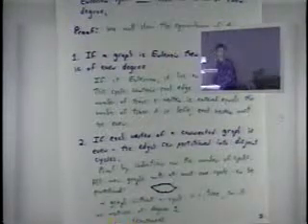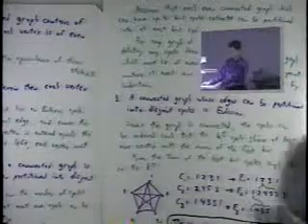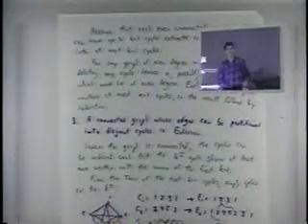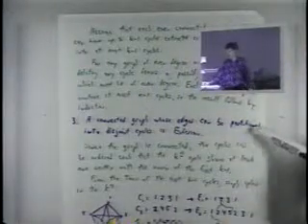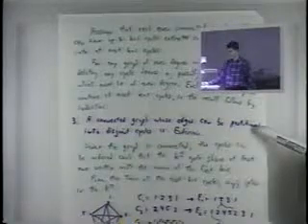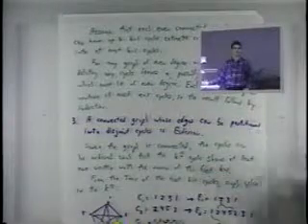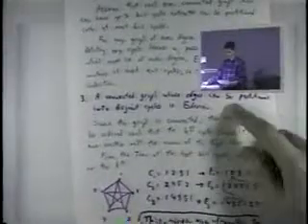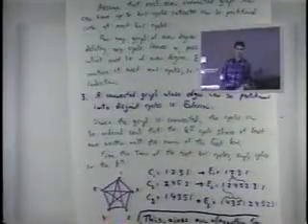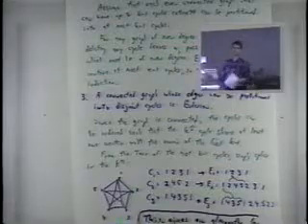Let me say what the third statement is, and then we'll look at each one of the proofs. The third statement says that a connected graph whose edges can be partitioned into disjoint cycles is Eulerian. So we say each vertex is of even degree. If so, then we can partition the edges into disjoint cycles. If we can partition into disjoint cycles, it's Eulerian. So statement 1 implies statement 2, implies statement 3, implies statement 1.